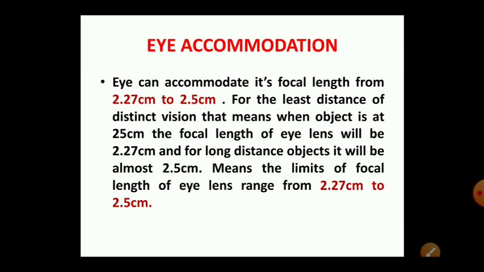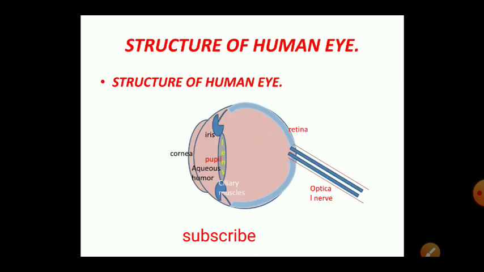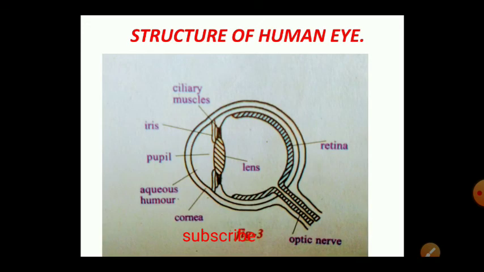Eye accommodation. We came to know that the ciliary muscles adjust the focal length of our eye lens, but it has a minimum value, that is 2.27 centimeters. Beyond less than 2.27 centimeters we cannot attain. That's why the maximum value of our eye lens focal length is 2.5 centimeters and the minimum value is 2.27 centimeters. These are the limits. Structure of a human eye also we can see here. By this we conclude the session.